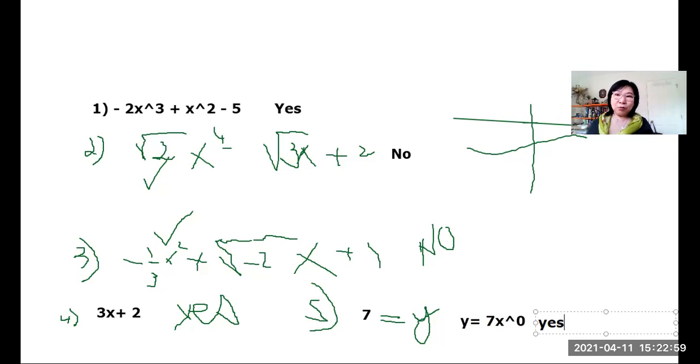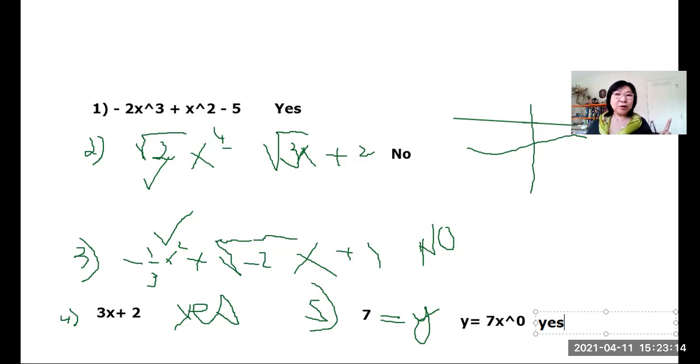And we don't even know what it looks like. We're not drawing it. We're not sketching it. We're not keying it into the graphing calculator to find out. So that's the way you identify the polynomial function.